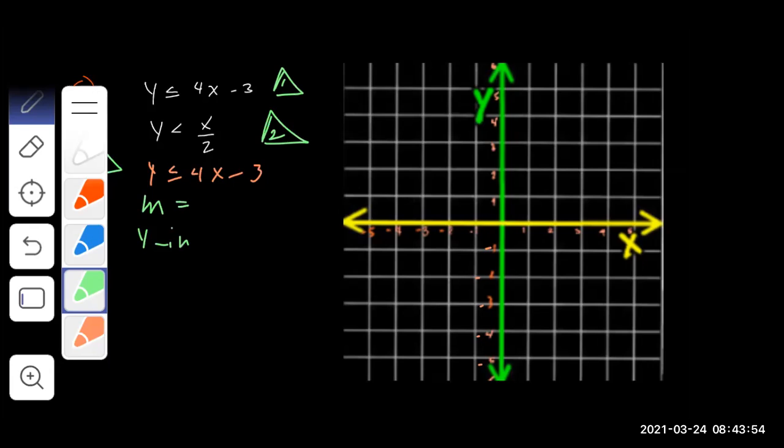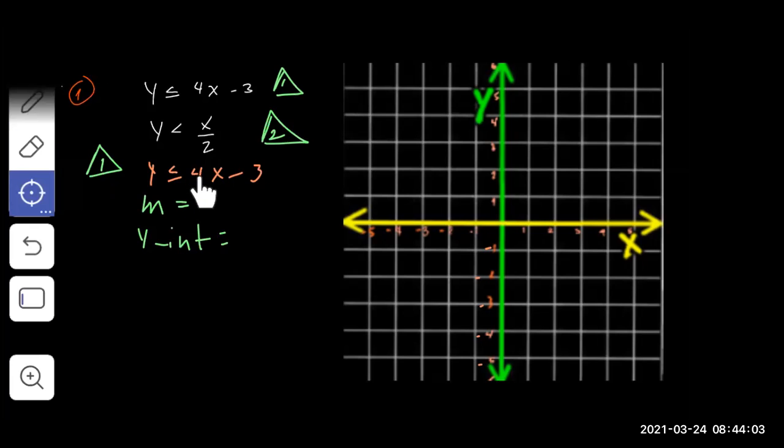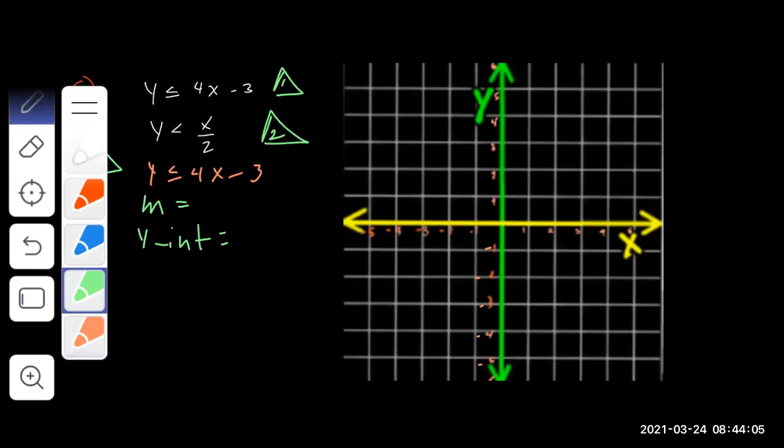Can someone help me in identifying that information? What is the slope m in this case? Four. Four is the x coefficient, right? The coefficient of x, 4. Okay, thank you very much.